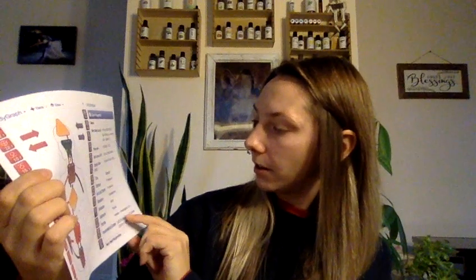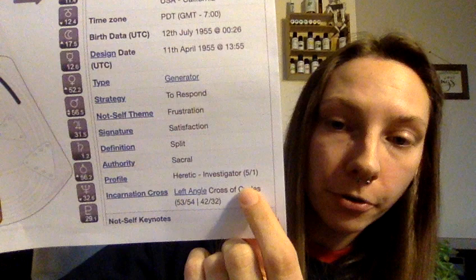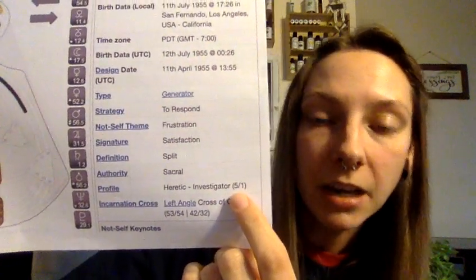So we have a few minutes. I do want to get out of here by the hour mark, so we have maybe about 10 minutes left. Let's talk a little bit about the numbers. So we all have two numbers that make up our profile. So this person, it shows down here, the profile is a 5-1. So it's going to be a combination of two numbers between 1 and 6.